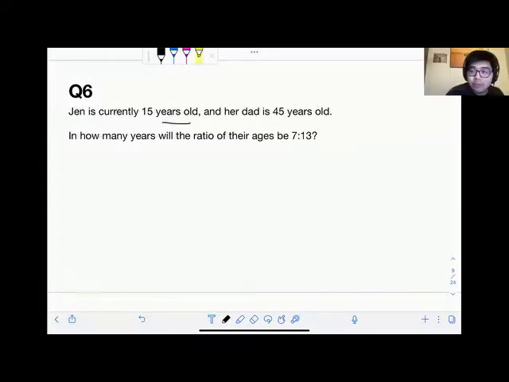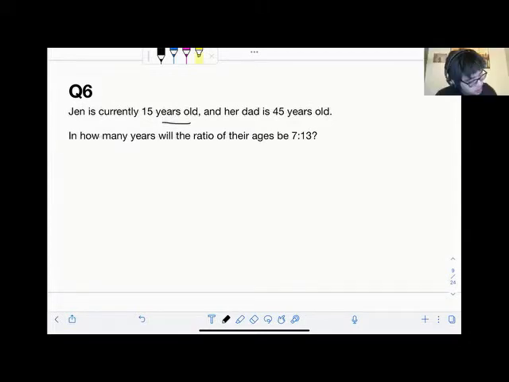Good morning. Try ko lang po, ma'am. Good morning, sir. Try lang po natin. Sige. 15 years old and her dad is 45 years old. So 15:45 ang ratio natin doon. 15:45 in lowest term, it is 1:3.